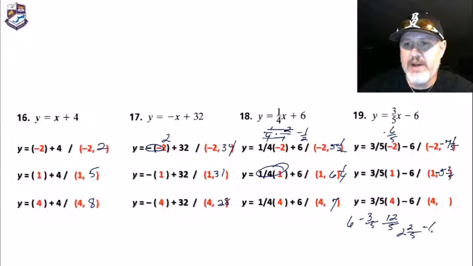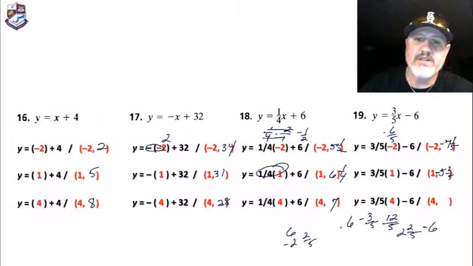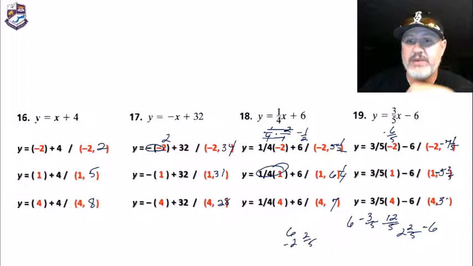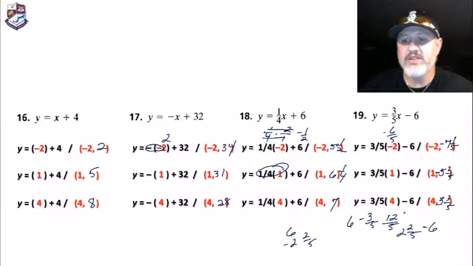All right, minus 6. So I'm going to reverse this problem. I'm going to say 6 minus 2 2/5. I'm going to subtract 2, and then I'm going to subtract 2/5 more. So 6, 5, 4, and then I've got to subtract 2/5 more. So that's going to be 3 3/5. That was a little tricky.